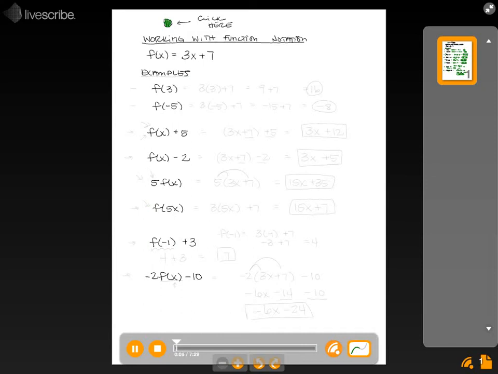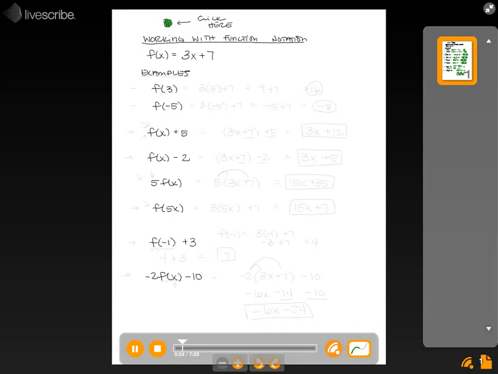Alright, this quick video is on working with function notation. And it's not just evaluating function notation, which we will do here, we'll review that, but it's having a number out in front of a function notation, or having something being added or subtracted to the end. What does that do, and how does that change our answers to the function notation? So we're going to look at that.